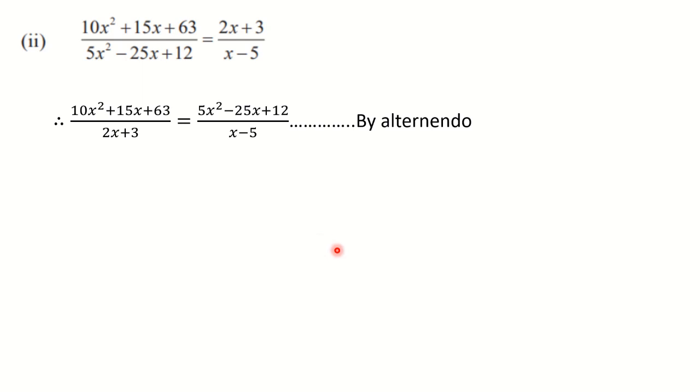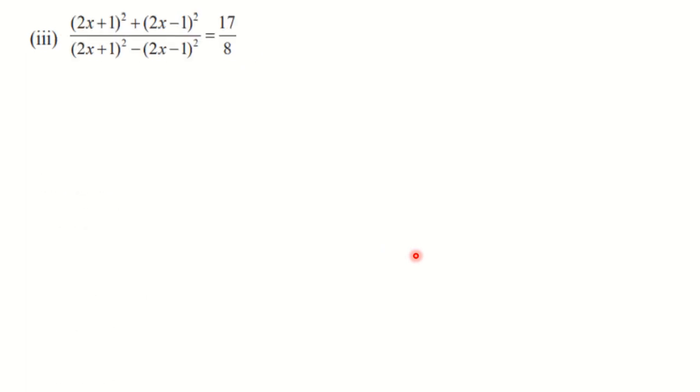Now I am moving towards question number 3. So see, now question number 3. (2x plus 1) the whole square plus (2x minus 1) the whole square, divided by (2x plus 1) the whole square minus (2x minus 1) the whole square, is equal to 17 upon 8.